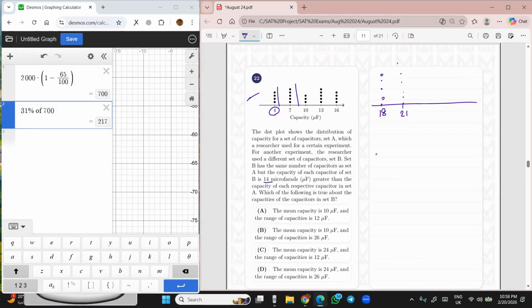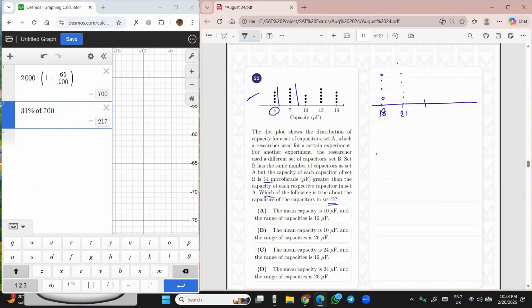And the question says here, which of the following is true about the capacities of the capacitors in set B? What about the information we can get from here? The mean capacity is 10 and the range is 12. The mean is 10 and the range is 12. In B, this is not correct because the mean is the number that comes in the middle. So here the mean is what?